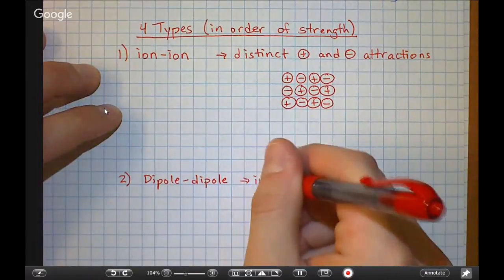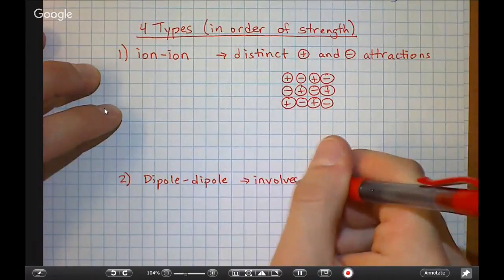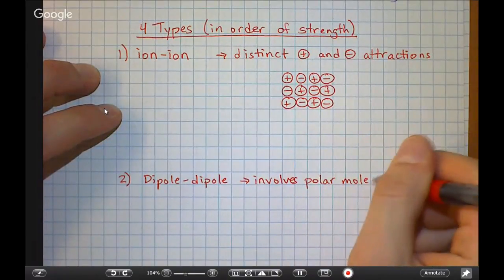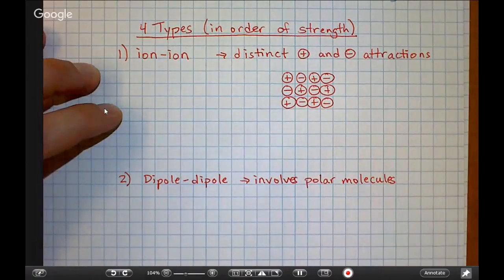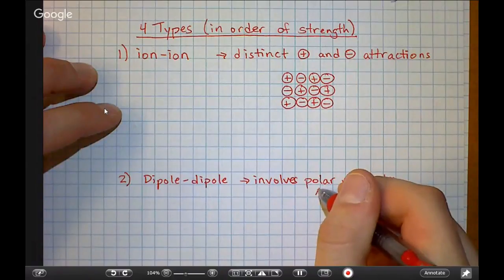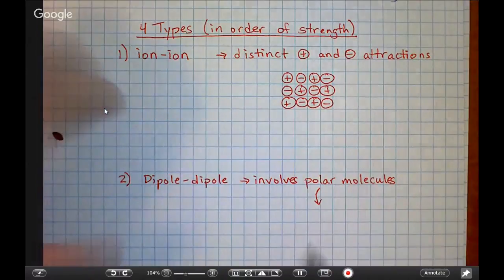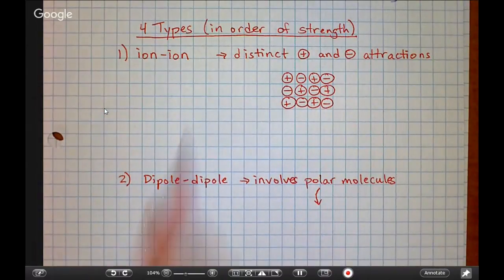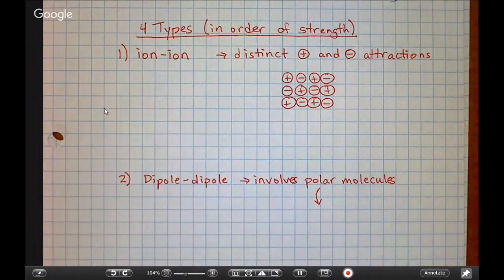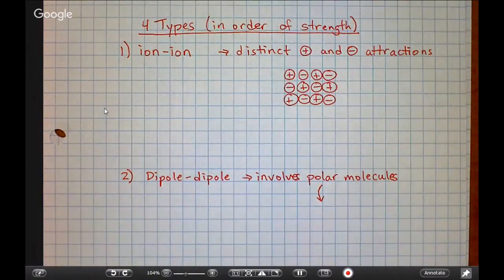This one involves polar molecules. Remember, if something is polar, what does that mean? So ion-ion is the ionic one. The rest of these are involving covalent compounds. So if we have a polar molecule, what are we saying in terms of the way the electrons are shared in the bond?